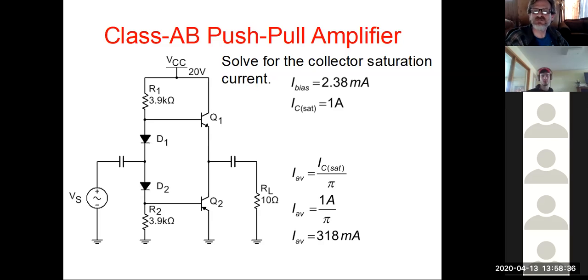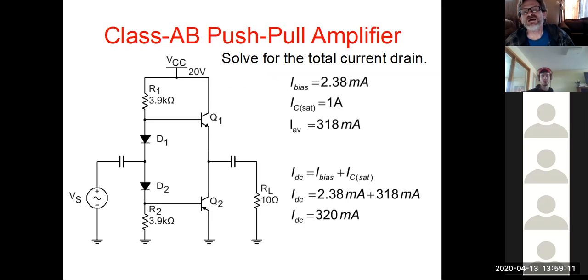So we're going to use this to calculate what our average current is going to be. And notice that these are all in lowercase letters, so this is figuring out what the AC response is, if you will. So we divide the collector saturation current, which is 1 amp, by pi, 3.14, and come up with 318 milliamps as our average current. And why would we need to see that? Next slide. It has helped us figure out what our overall response is going to be for this circuit.